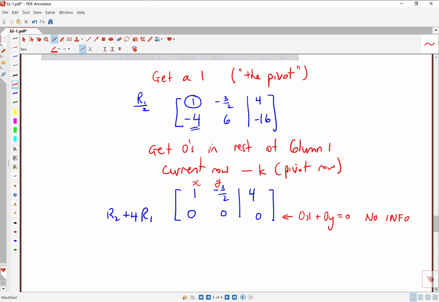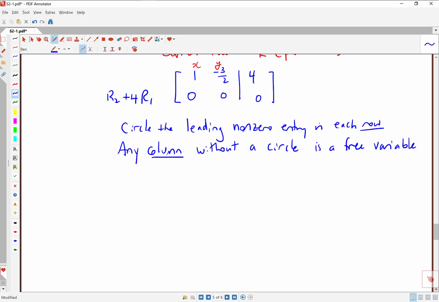Okay, let's talk specifically about how we solve the system. So here are the general instructions. We are going to circle the leading non-zero entry in each row of the matrix. So let's do that. So in the top row, the first non-zero number that we run into is that guy. And in the second row, well, it's all zeros. So there are no non-zero entries to circle. Essentially, what this circle represents is the ability to solve for x. So because we've got a circle in the x column, that tells us we can solve for x.